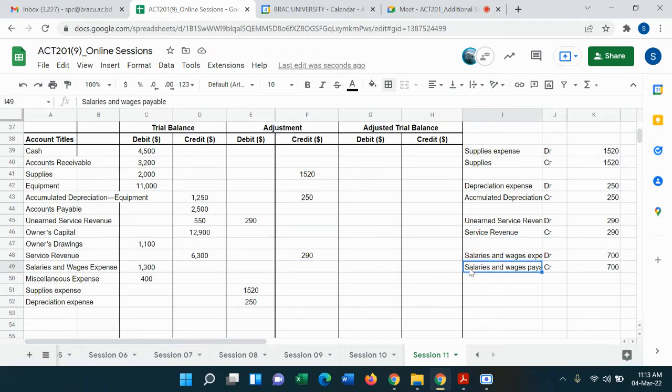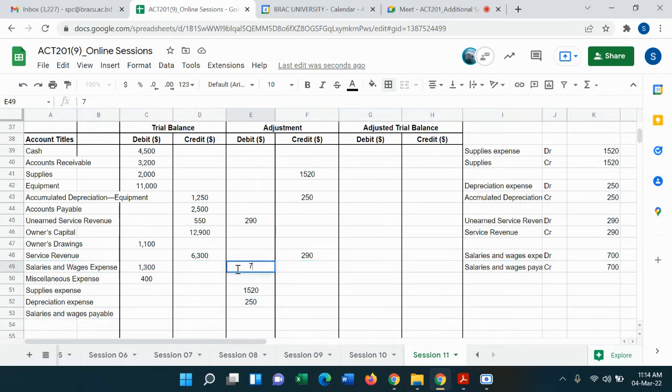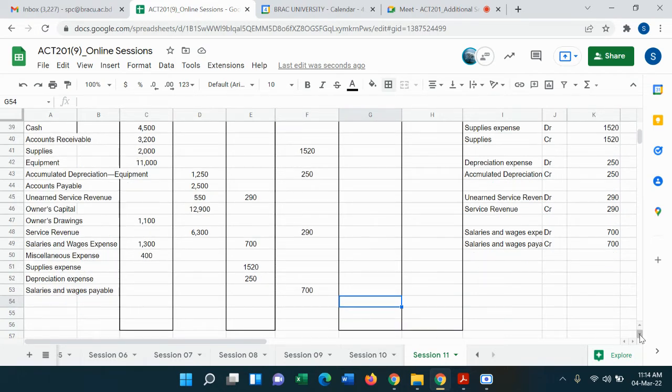Salaries and wages expense, salaries and wages payable. We just need to create a salaries and wages payable account because salaries and wages expense is already here. So salaries and wages expense was 700. Salaries and wages payable 700. So this is how we will transfer information to the adjustment column for this statement.